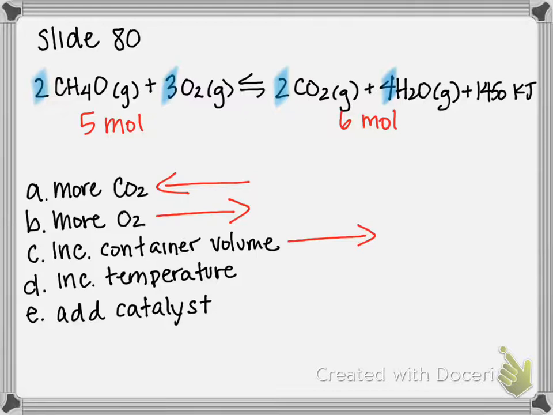So if you look here on the slide in your PowerPoint, you'll notice that we also produce 1450 kilojoules of heat. So that means my reaction is exothermic. Now, we treat heat as any other product. So if you add more heat, that means an increase in temperature. Increased temperature means adding heat. Decrease in temperature means taking heat away.